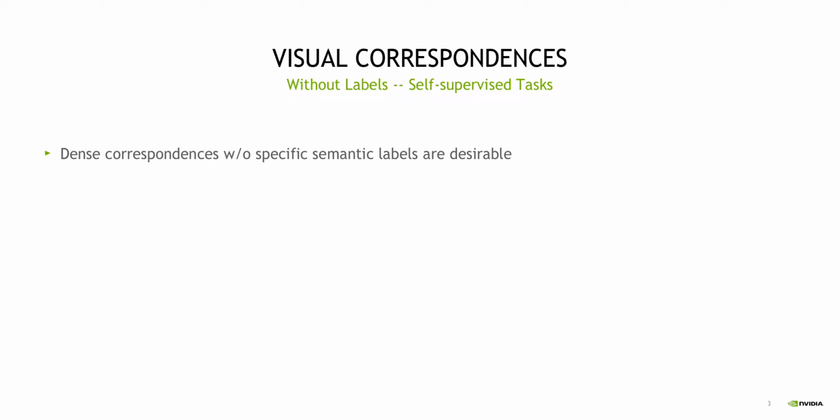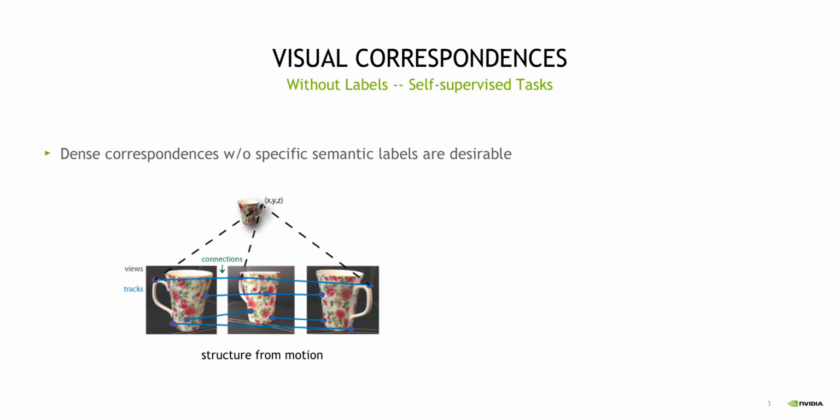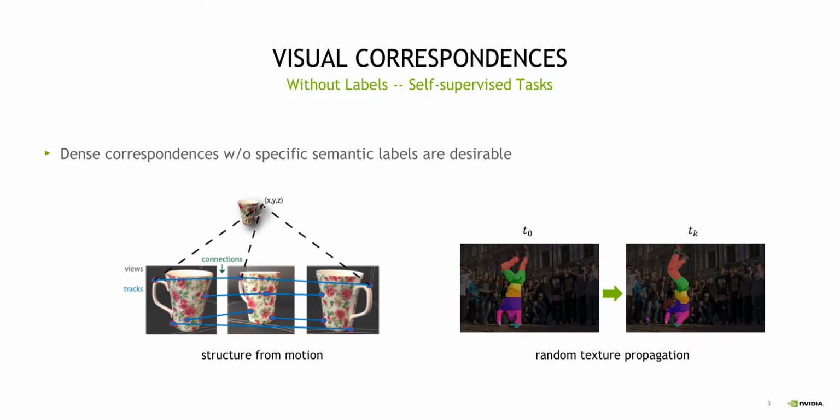However, in many applications, we simply need the correspondence themselves. For example, we can use dense correspondence to reconstruct the 3D object from multi-view images. We can also track and edit videos by propagating masks or texture images. For all of this, assigning a human-defined label is not necessary. Labeling correspondence pairs is also quite impossible on large-scale datasets.